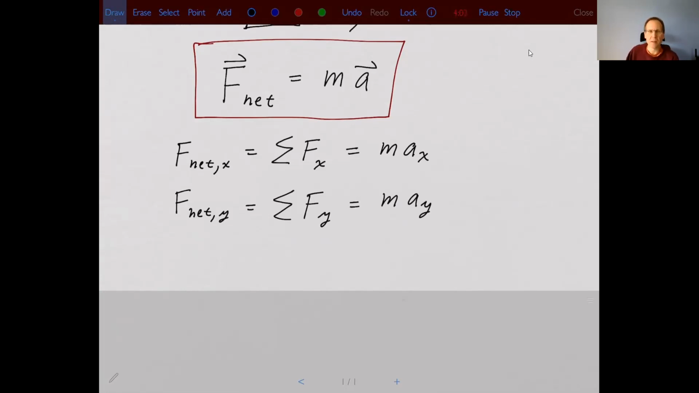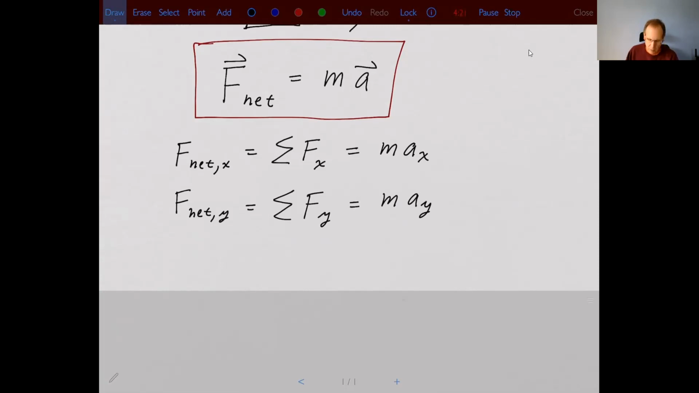Typically in this course, we just deal with two-dimensional motion. We rarely deal with three-dimensional motion. So those two equations are equivalent to that one vector equation. Writing things in terms of vectors is a very efficient way of writing equations.